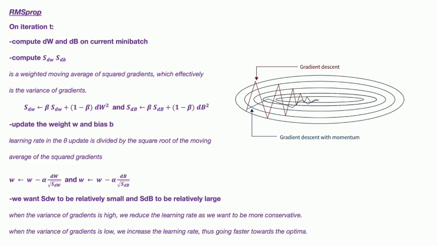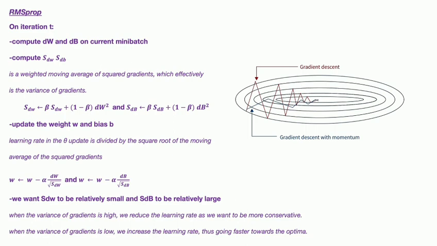So the update formulas for this moving average are S equals beta times S plus (1 minus beta) times the squared gradients of the weights and biases, respectively. So the weight and bias parameters are then updated using the computed moving average.